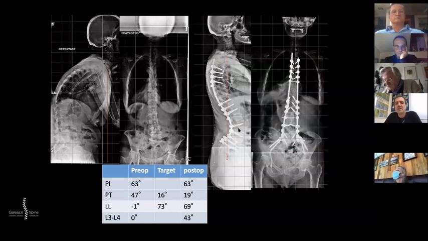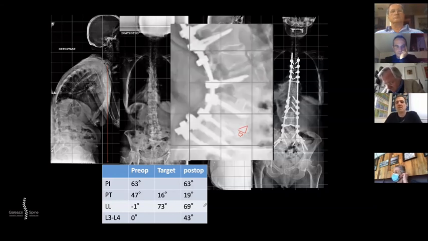Here you can see the shape of the osteotomy. Here you can see the cage below the PSO. You can see the huge gain in lordosis in this case. We went from 1 degree to 69 degrees of lordosis in one shot. Here you can see the detail of the X-ray, how the disc opens anteriorly and closes very sharply posteriorly.